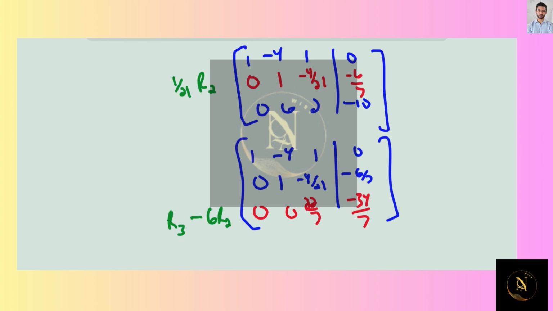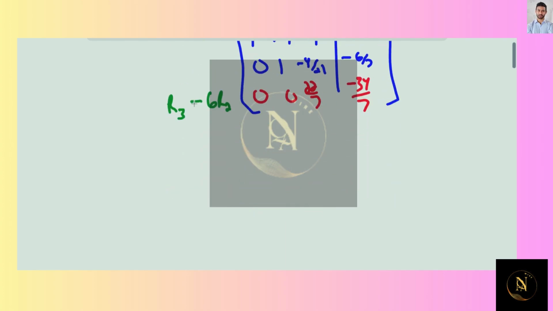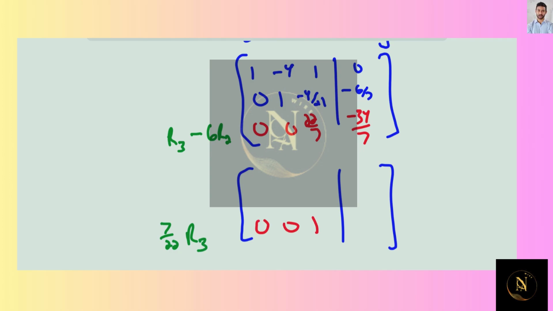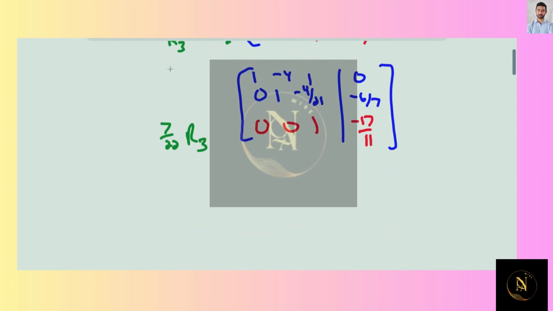And now we can work on getting a 1 in row 3, or we can get some zeros above and below some 1s. Let's get a 1 in row 3 by taking 7 over 22 times row 3. So we're just going to scale row 3. So we get 0, 0, 1, and then that will be negative 17/11. Rows 1 and 2 remain the same. So now we have a 1 in all 3 rows.